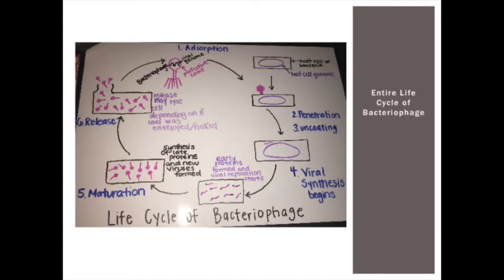So overall, this is the entire cycle of the bacteriophage, and there's usually 6 basic steps to it: absorption, penetration, uncoating, viral synthesis, maturation, and release. And each one of these steps helps to accomplish viral replication, so that those other viruses can spread and cause more infection. And this only occurs in bacteria when this bacteriophage infects the bacteria.